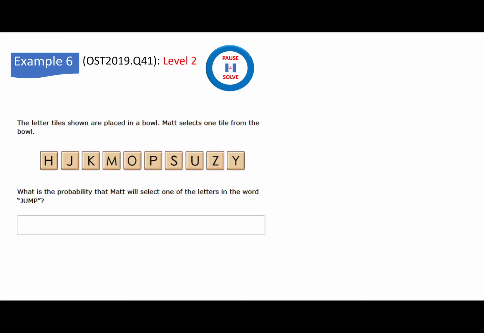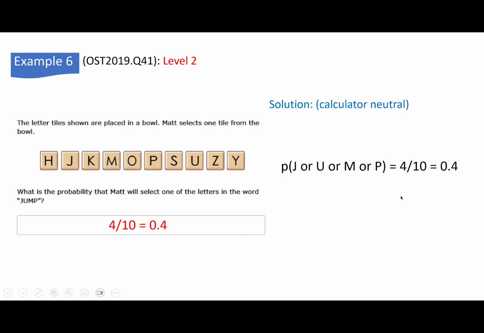Example 6. The letter tiles shown are placed in a ball. Matt selects one tile from the ball. What is the probability that Matt will select one of the letters in the word JUMP? Notice here they made it easy for you. Nothing is repeated here. So you have 10 here, and then you have 4 options here. So that's 4 out of 10. Probability of J or U or M or P is 4 out of 10. That's 0.4.